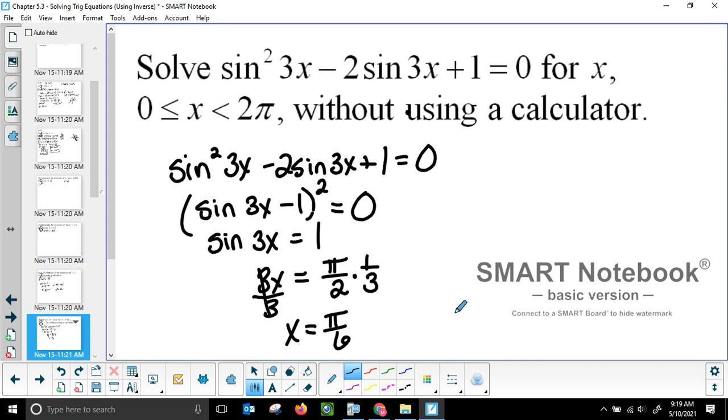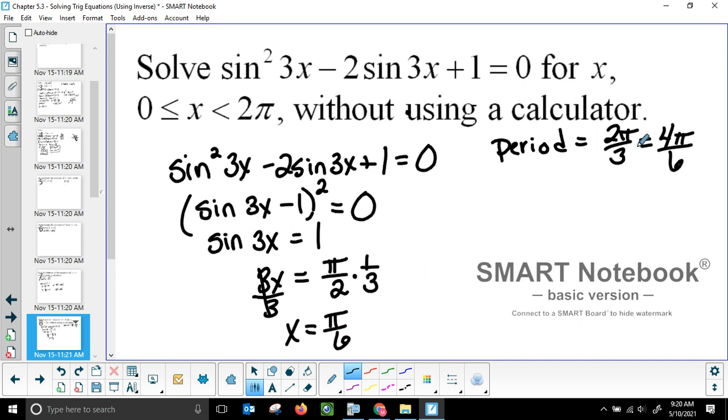Now, again, just like on Friday, it's tempting to stop right here. But we have to realize that our period is going to be changing because of that 3 in front of the x. That's my b. So my period is 2 pi over 3, which, to get a common denominator, is 4 pi over 6. That's how often my solutions are going to repeat themselves. So every time I add 4 pi over 6 to my original solution, I'm going to get another solution.